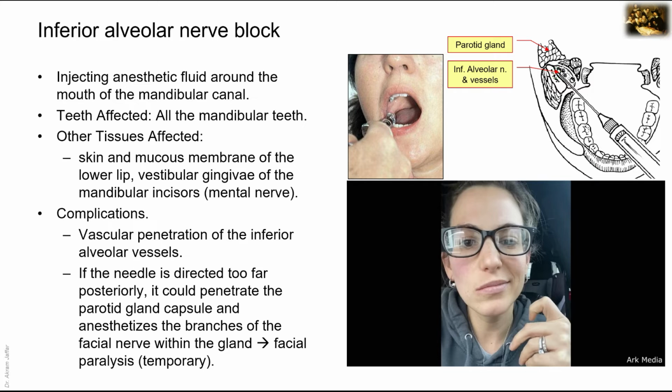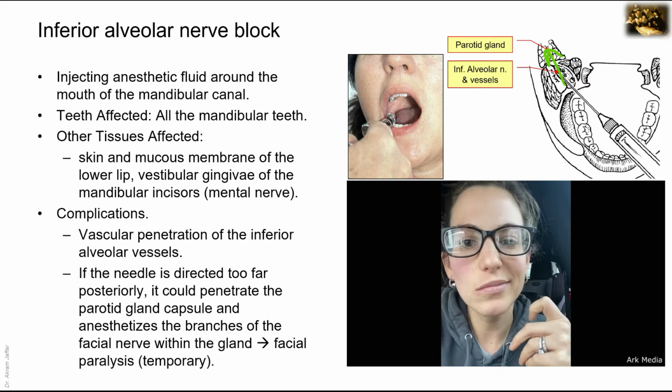One of the complications here is vascular penetration. As the needle is passed, the inferior alveolar nerve is not the only structure that passes through the mandibular foramen. There are the inferior alveolar vessels, so vascular penetration might take place. And if the needle is directed too far posteriorly, then the needle might infiltrate the parotid gland, the deep part of the parotid gland, which is located here behind the ramus of the mandible.